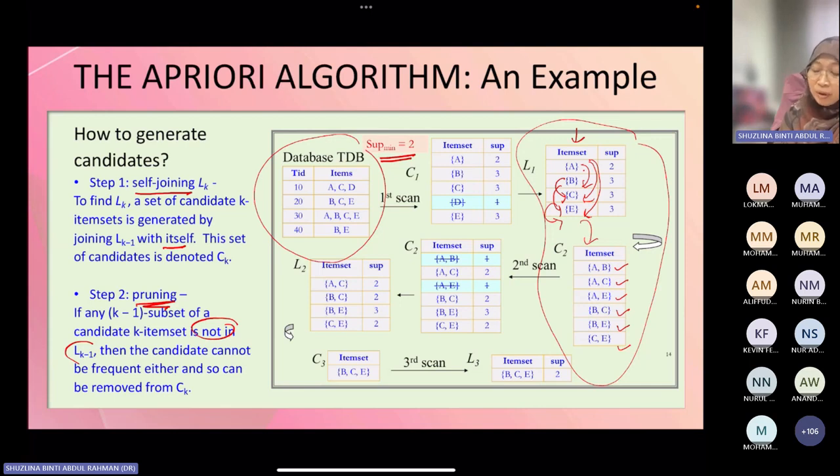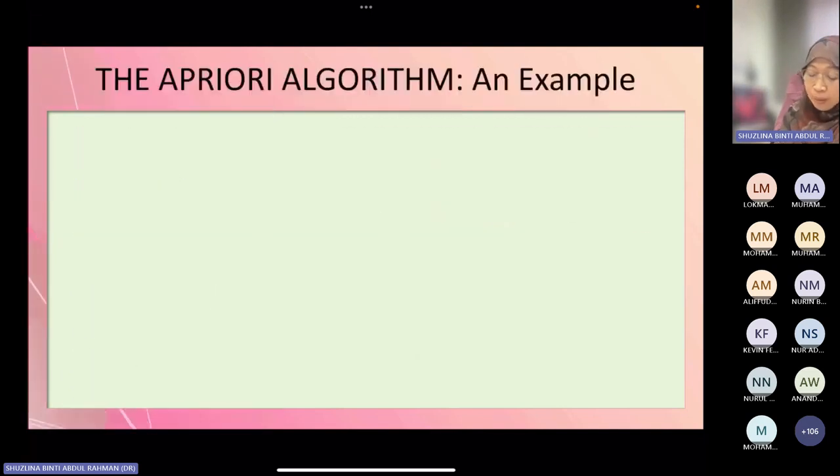So when we check these combinations, there are no combinations that satisfy the minimum support, so we will remove them. The concept of self-joining and pruning basically shows how we generate the candidates. This is an overview. On the next slide I will show the details of how we perform this. Now let's move on to the step-by-step process of the Apriori.